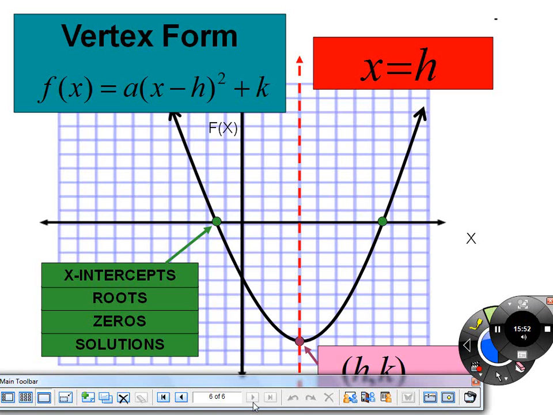Okay? So what did H and K do for us before? They gave us the vertex. Guess what they do here?